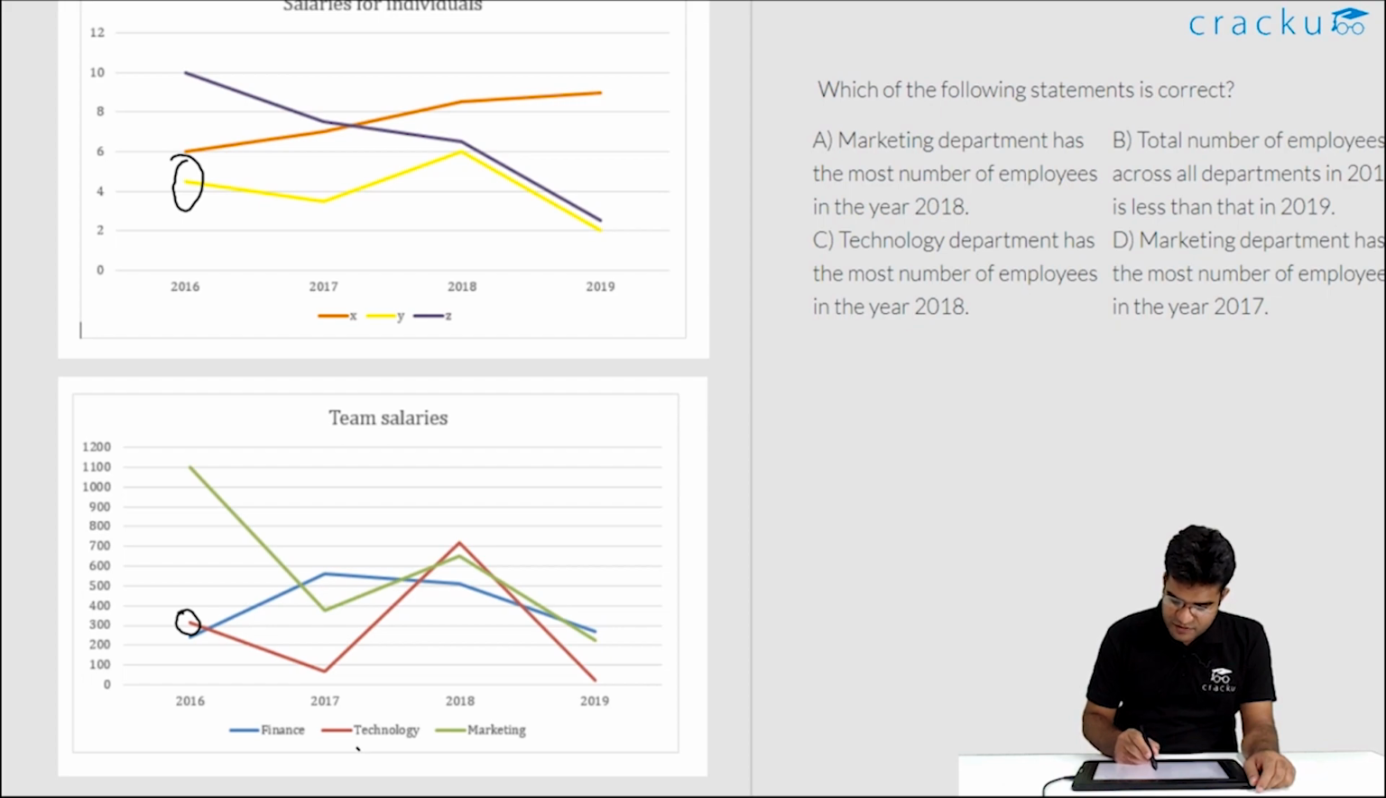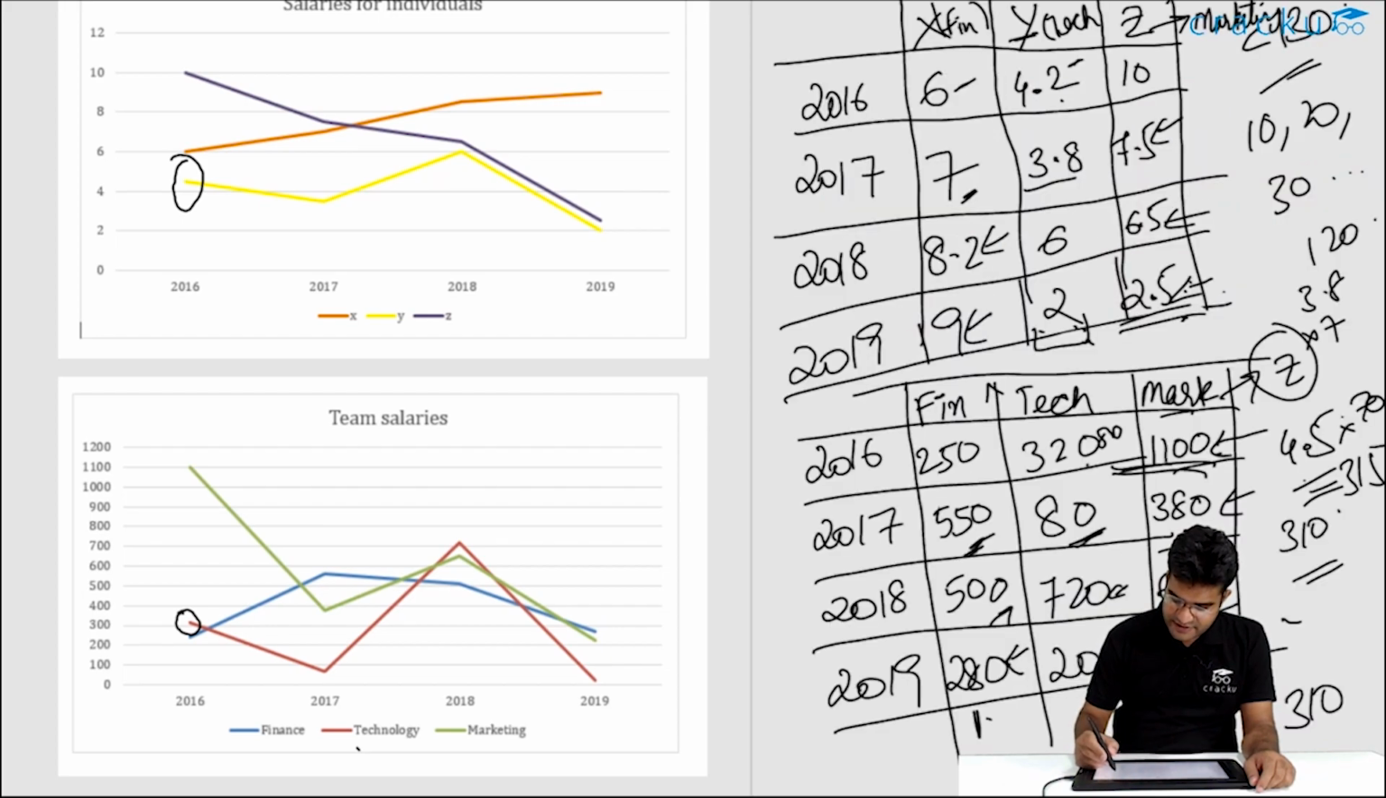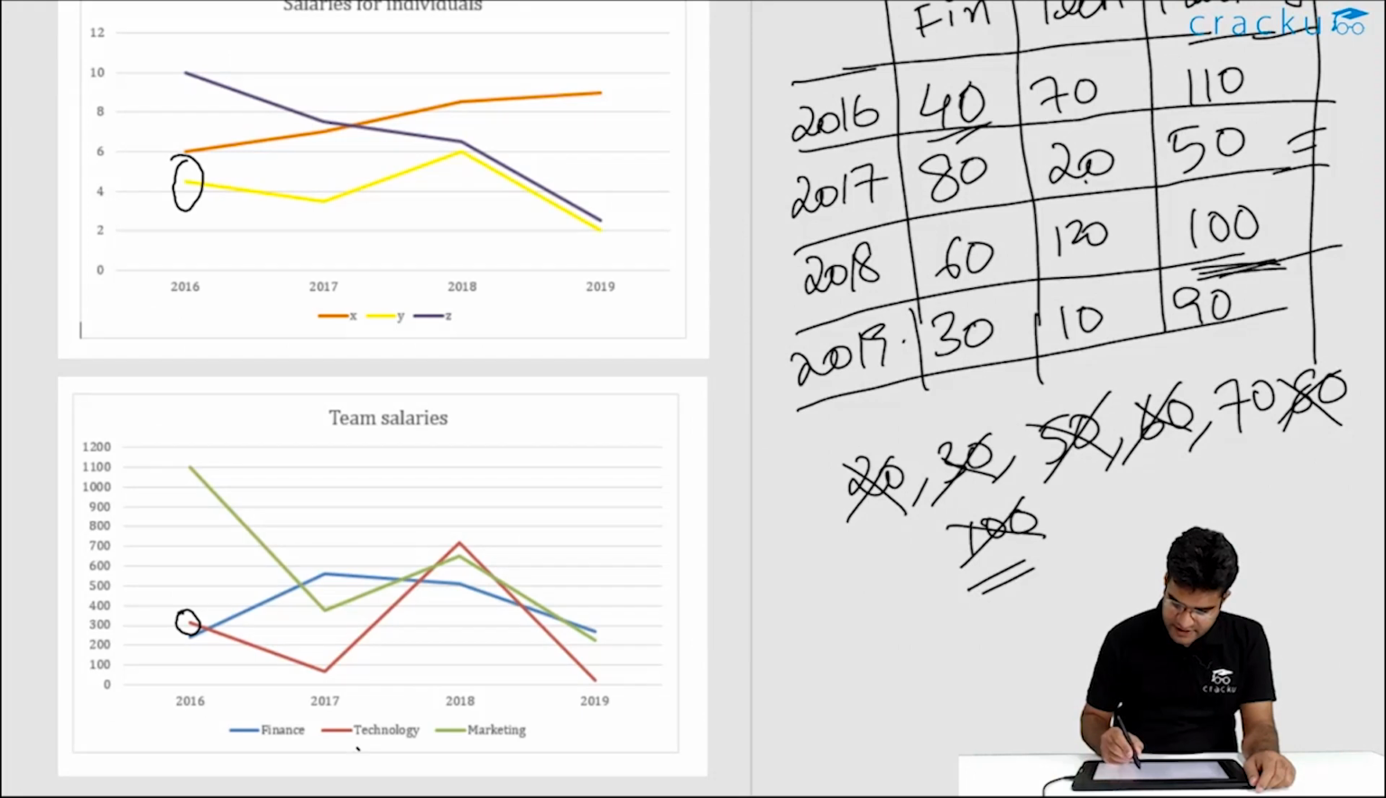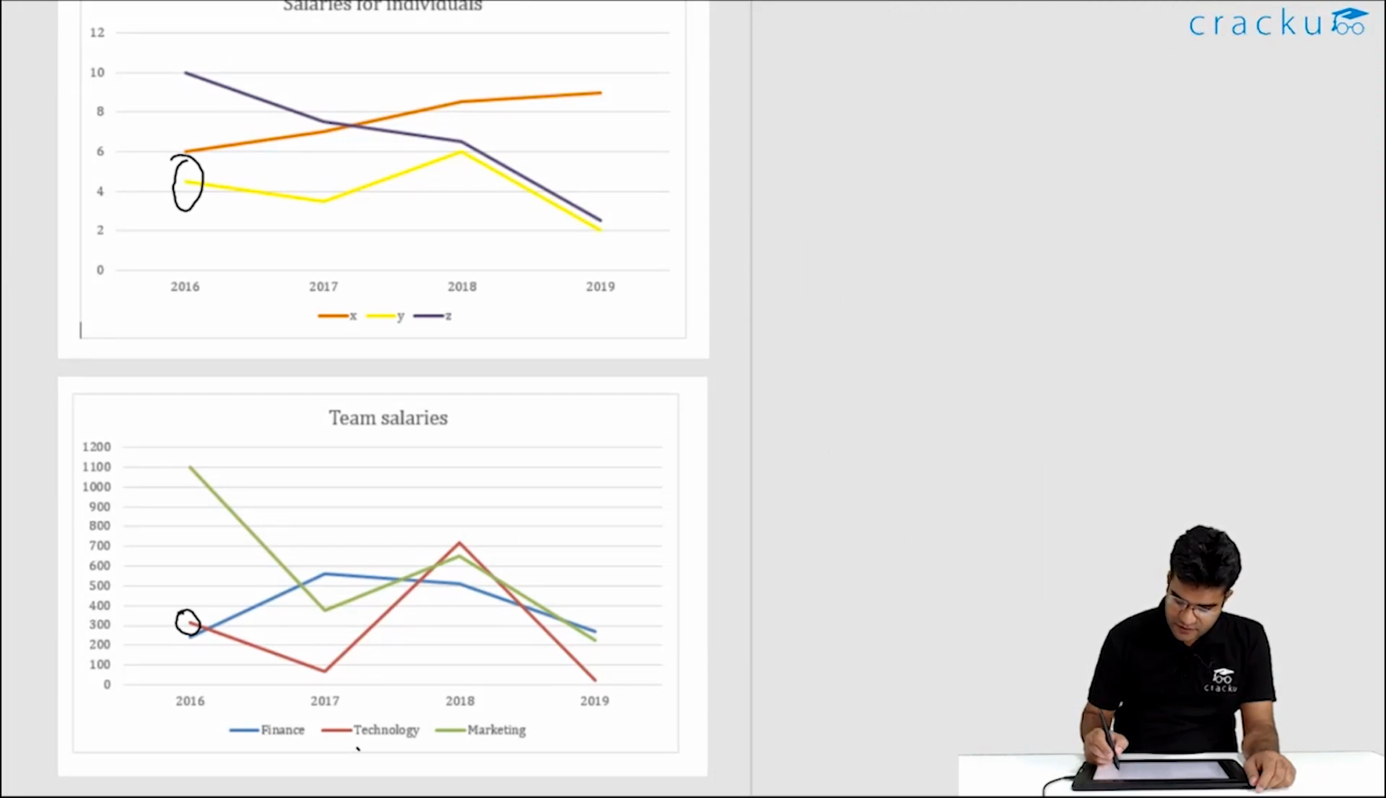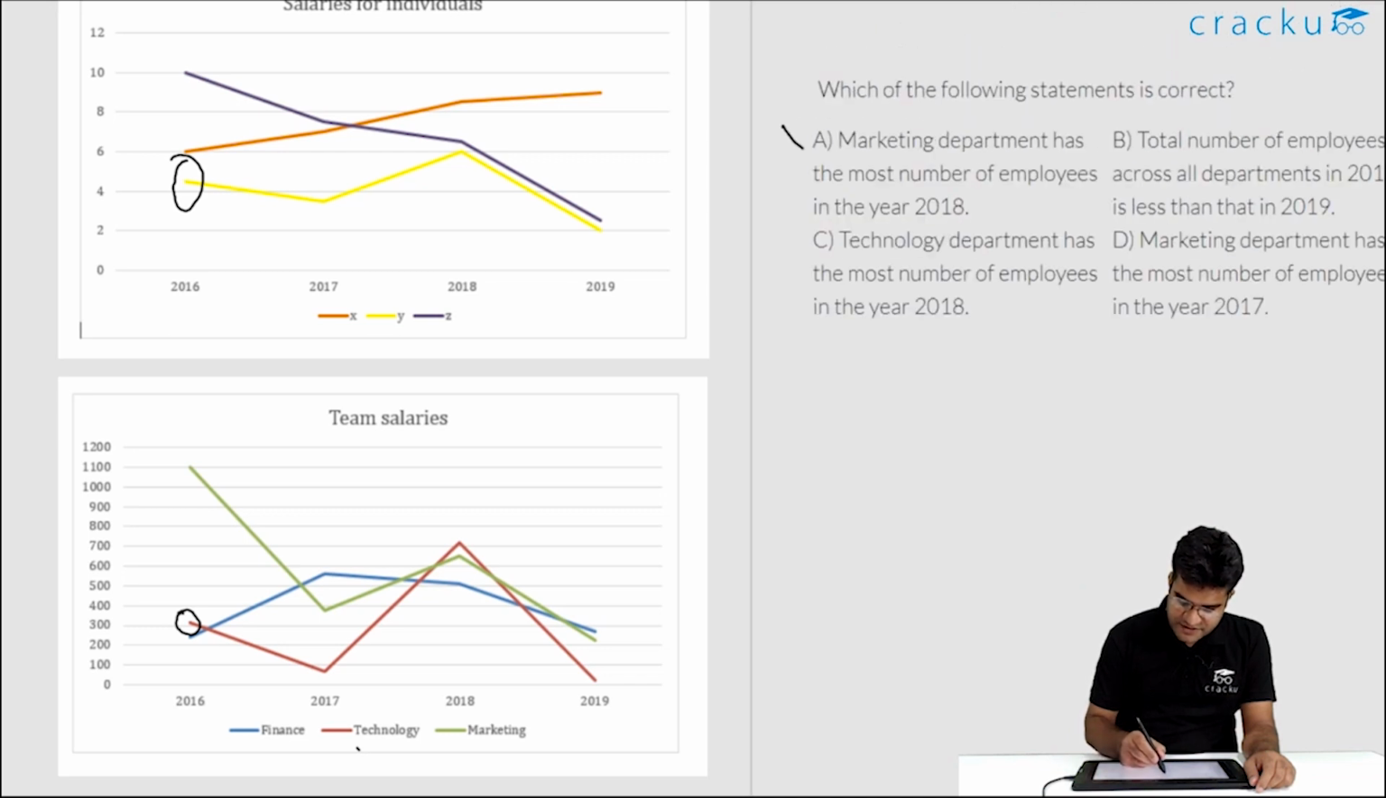Marketing department has the most number of employees in the year 2018. If you look at 2018, the answer is Tech. Tech has 120, which is the highest. So option A is wrong.